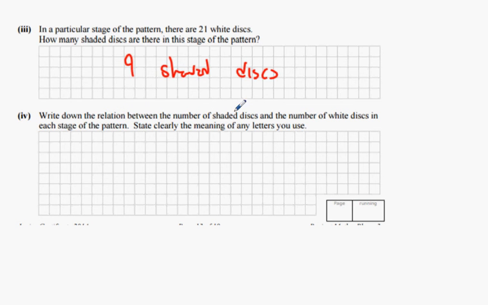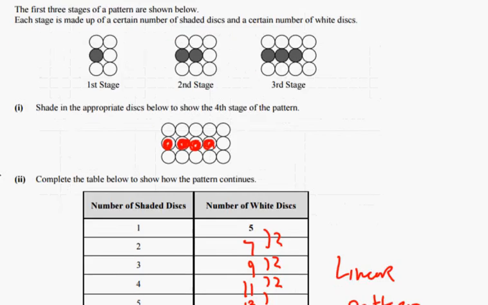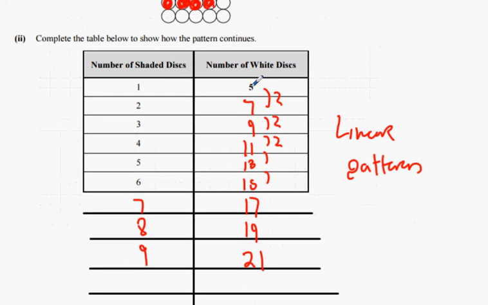Relationship between the number of shaded discs and the number of white discs in each pattern. Clearly state the meaning of each letter we use. Now this is difficult. The relationship between the numbers. 1 goes to, do you know what, Charlie?